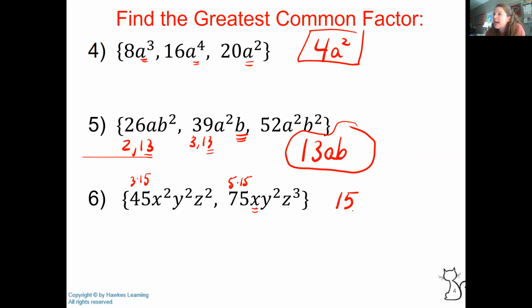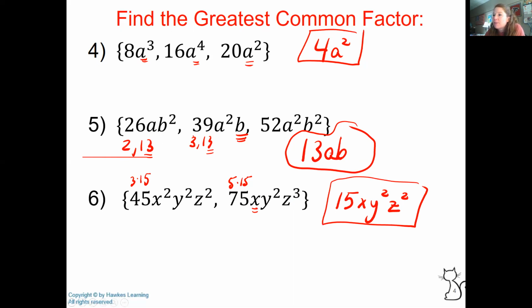And then I have 1x. I have to use the smallest one. And then both of them have a y squared. So I could bring out a y squared out of both terms. And then I could bring out 2 z's from both of them. And so that is my greatest common factor.